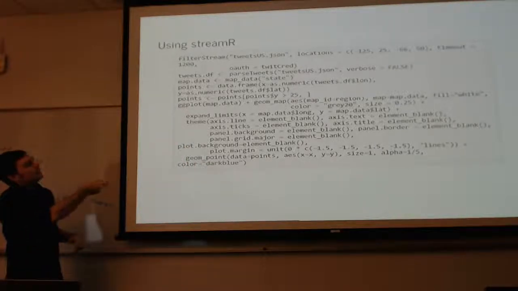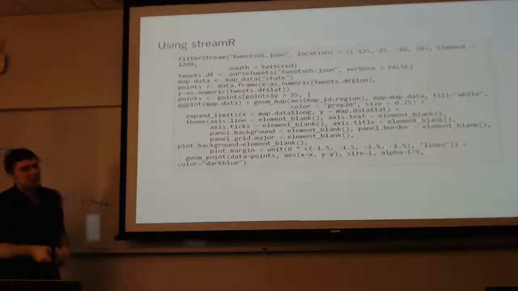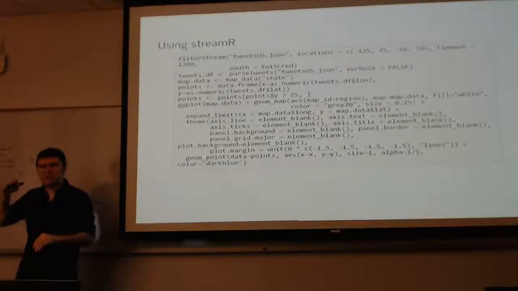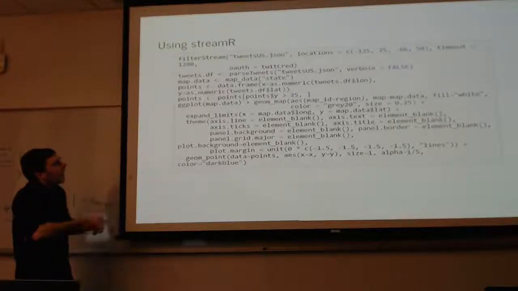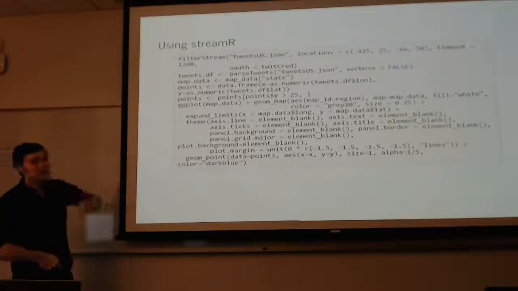Then I had to refilter. For some reason, even though I said 25 is my minimum latitude, I still got some tweets below the 25th parallel. I really have no idea why. I filtered those. Then some ggplot syntax.